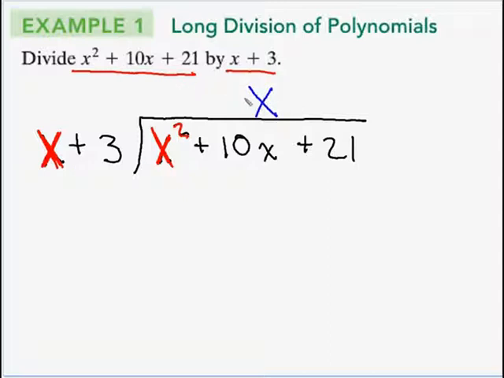So here I multiply, sort of like we are distributing. This is a quantity, and I'm going to multiply x times it. x times x is x squared. And then x times the 3 is 3x. And here we subtract.